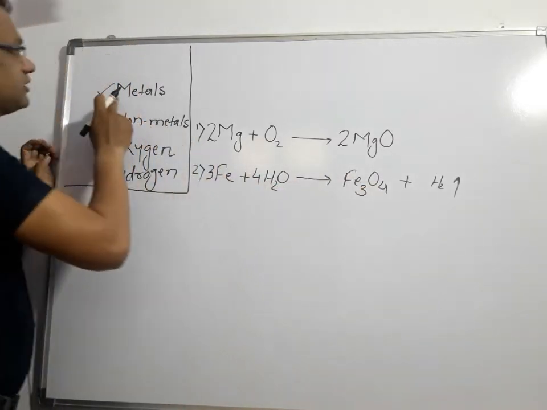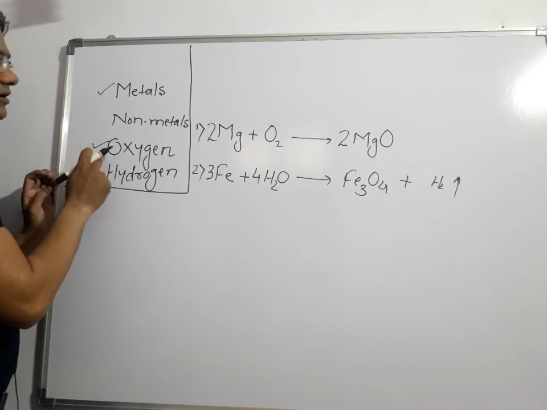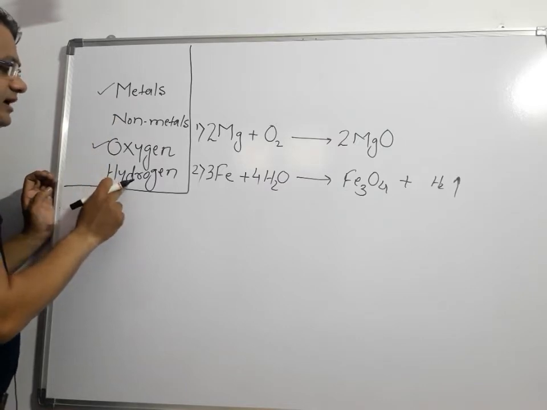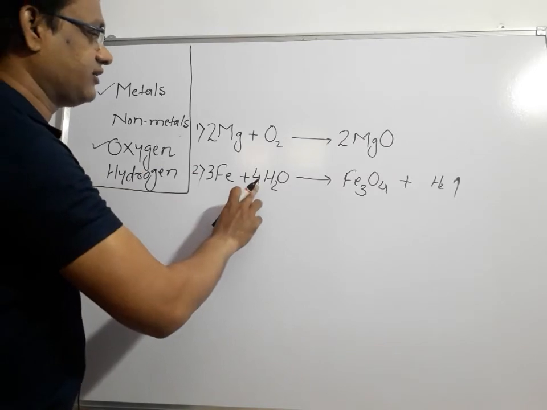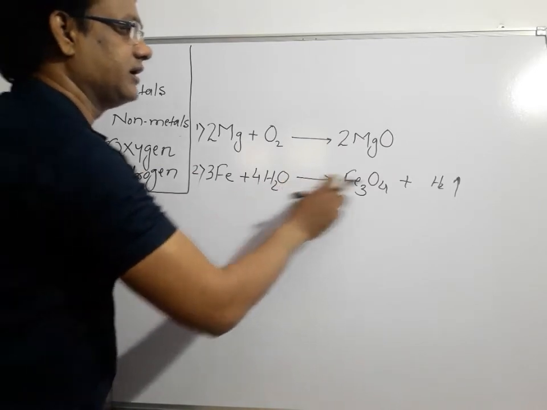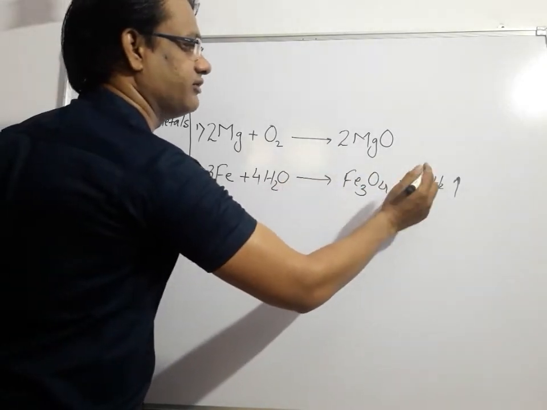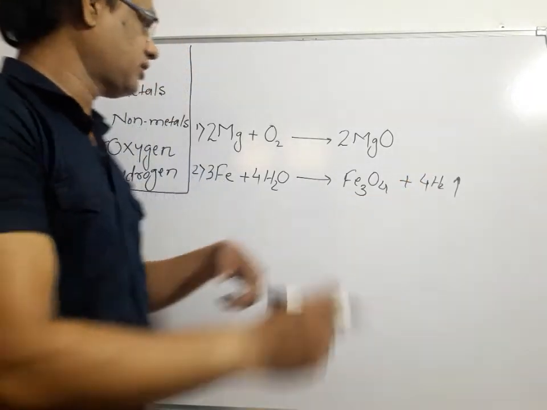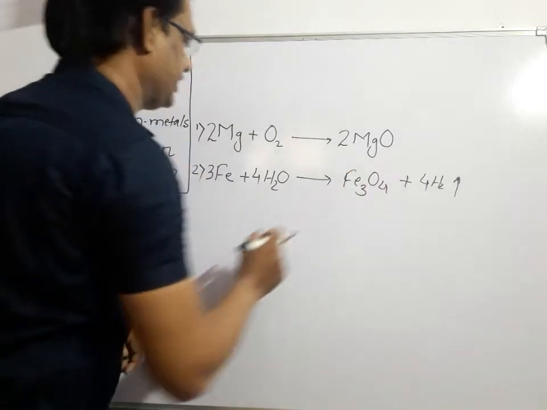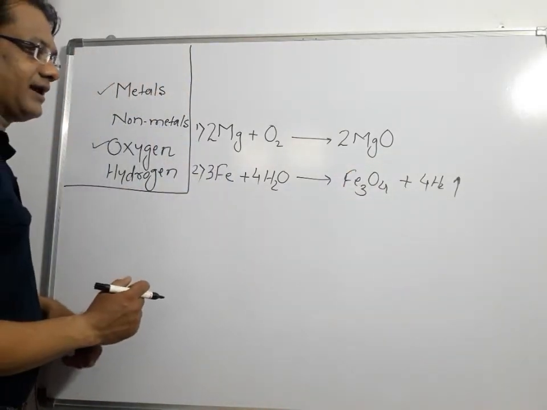Now the metal is balanced, the oxygen is balanced. Now what will be balanced? We will balance the hydrogen atoms. How many hydrogens are here? 4 into 2, 8 hydrogens. Here only 2 hydrogens are there. So we'll put 4 here. Now it becomes 8. So now all these elements or atoms are balanced.